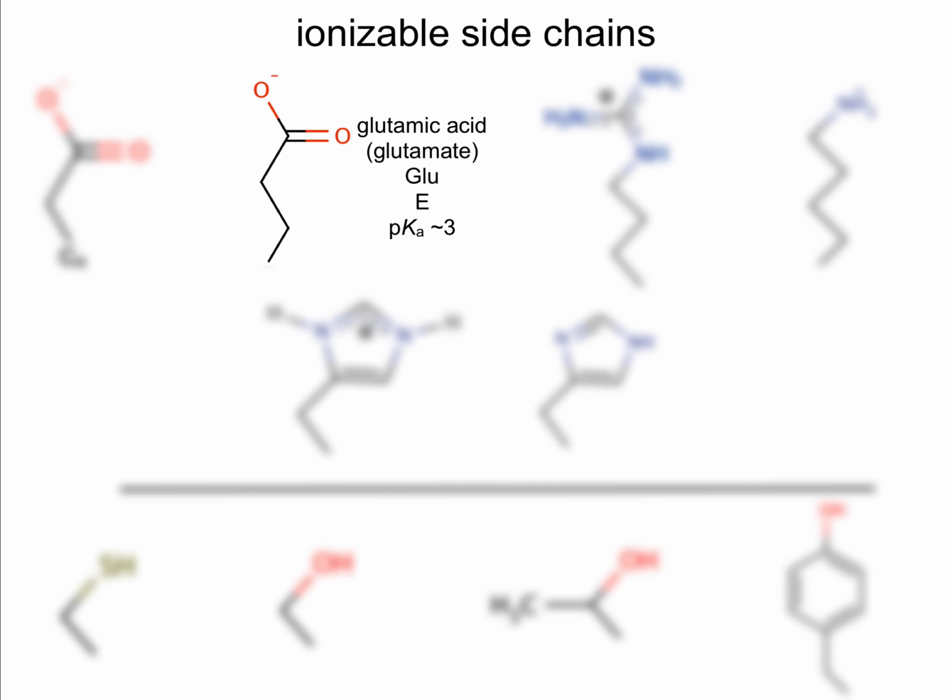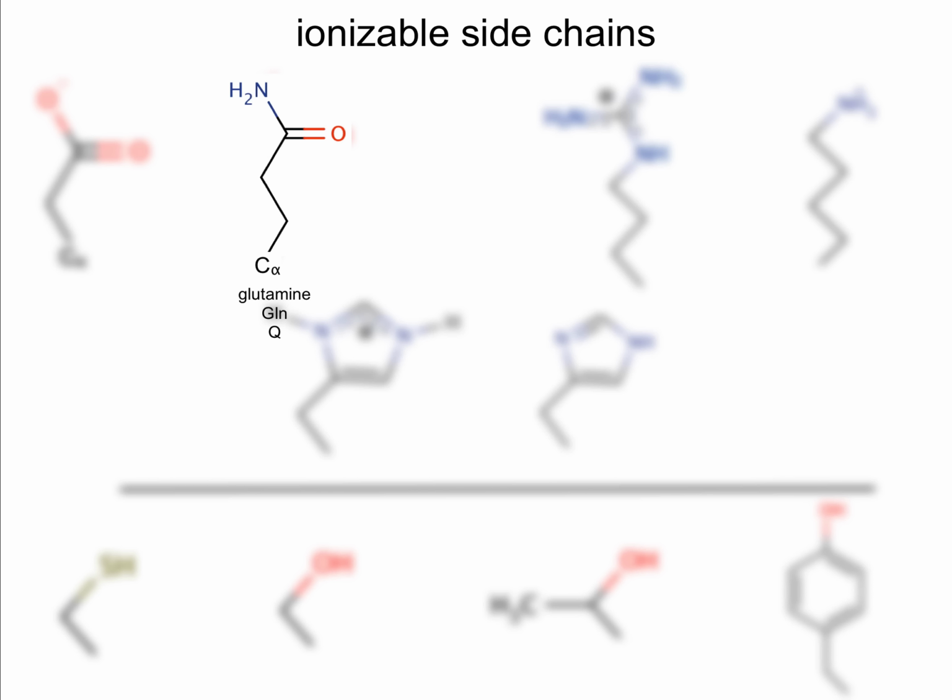Back to ionizable side chains. Glutamic acid, here again I've drawn it as the conjugate base glutamate. GLU is the three-letter code, with E as the one-letter code. Again, a side chain that is ionizable, a carboxylic acid moiety with a pKa of around 3, and it also has a transaminated version, glutamine, GLN, Q. The only difference between glutamic acid and aspartic acid is that extra carbon in the stock, if you will, of the acid.